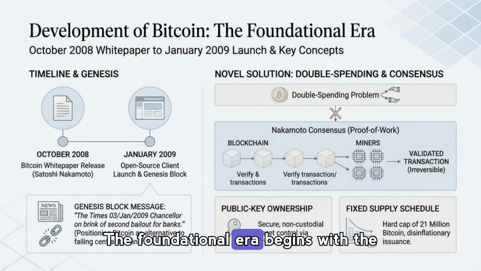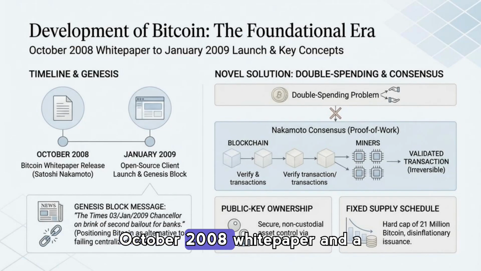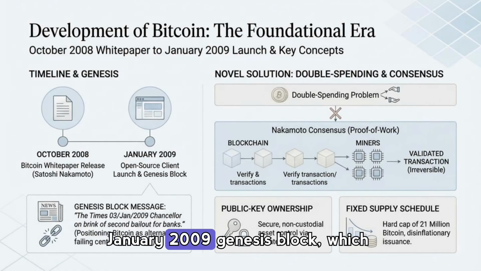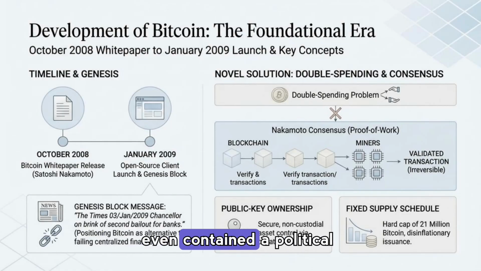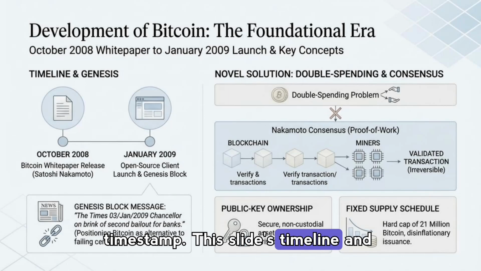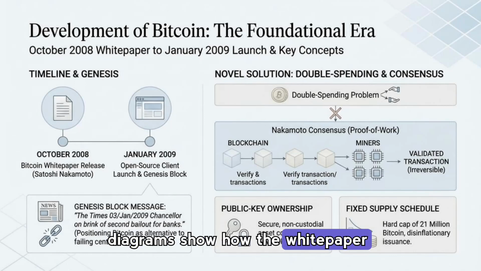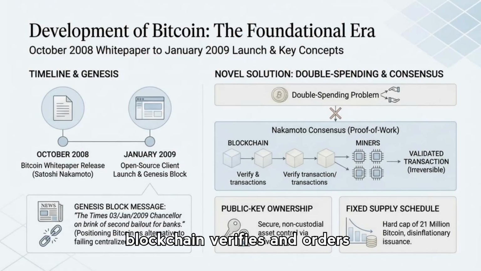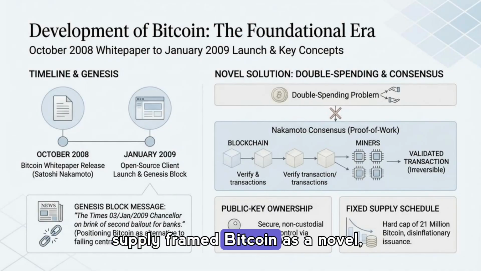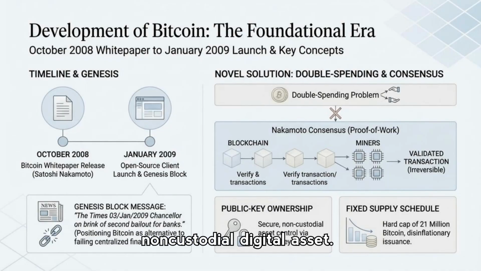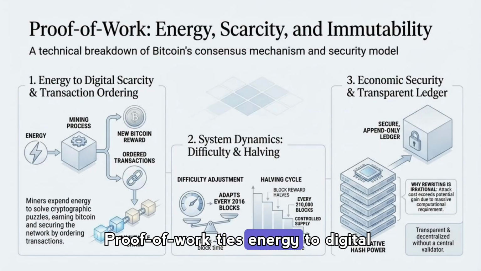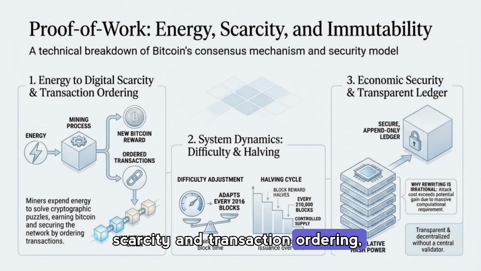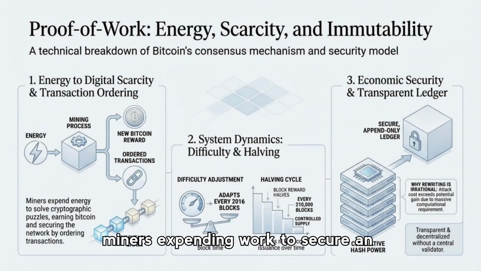The foundational era begins with the October 2008 white paper and a January 2009 Genesis block, which even contained a political timestamp. This slide's timeline and diagrams show how the white paper solved double spending with proof-of-work consensus, how blockchain verifies and orders transactions, and why public key ownership, plus a fixed 21 million supply, framed Bitcoin as a novel, non-custodial digital asset.